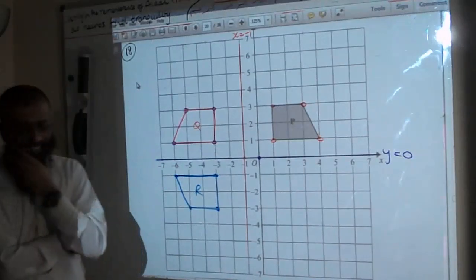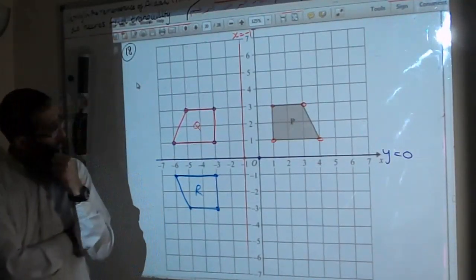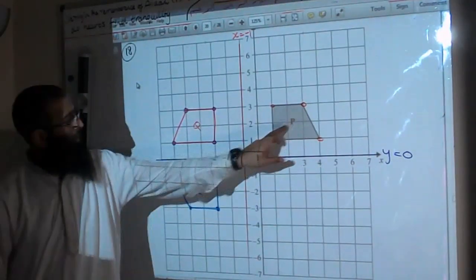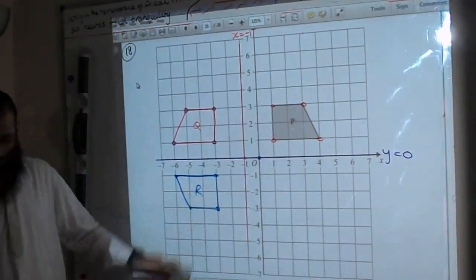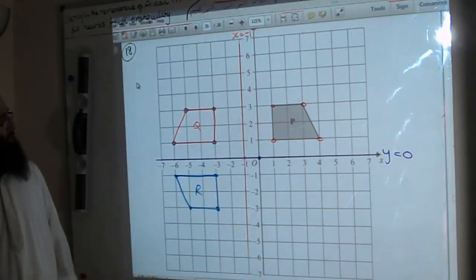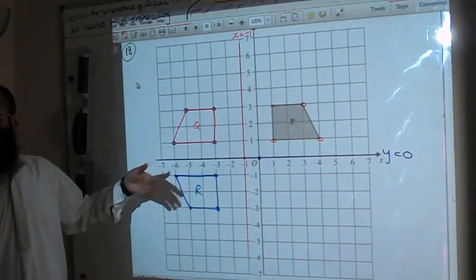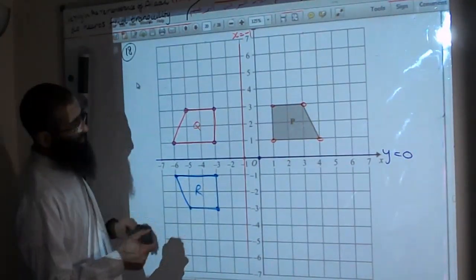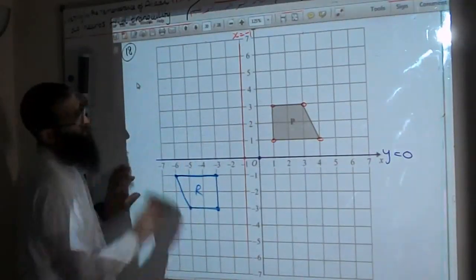Okay, describe fully the single transformation that maps shape P onto shape R. For that, we need to look at these 2 shapes now. We need to say, how does this shape get to this shape? Now, is it okay if I rub this one off now? We've got time, haven't we? Okay, let's rub that off. We don't need this anymore.